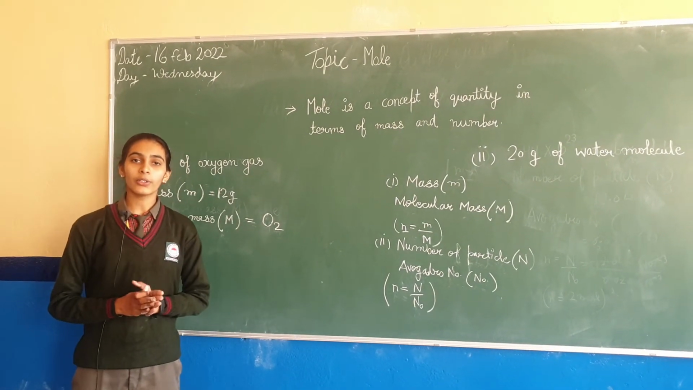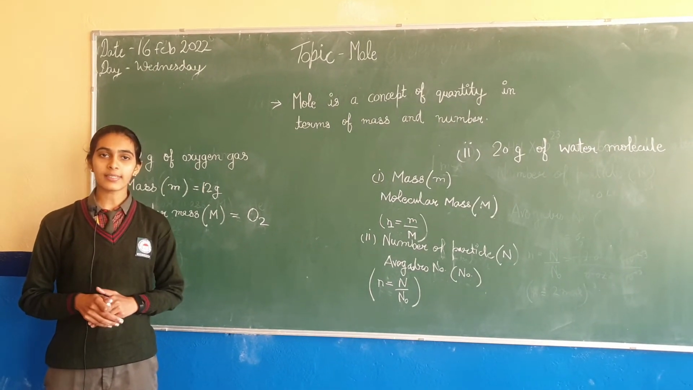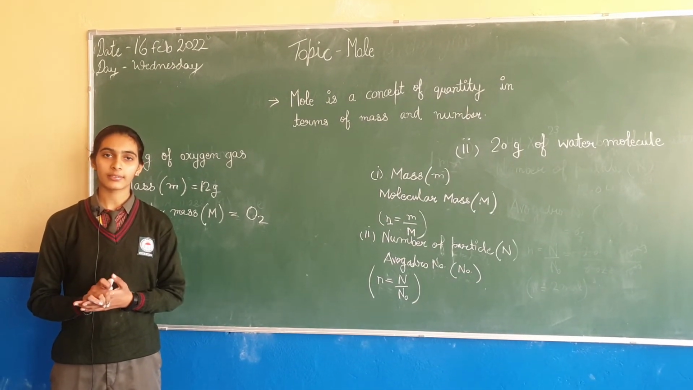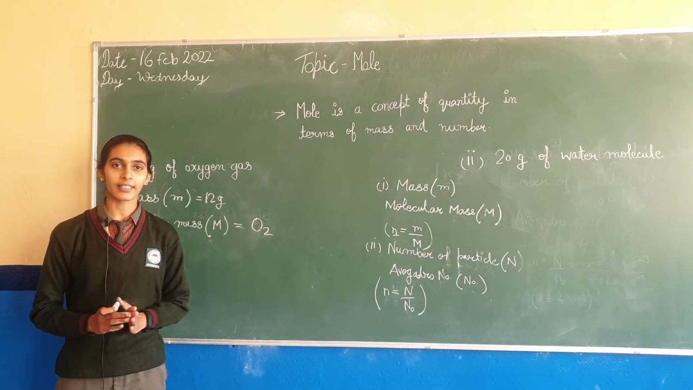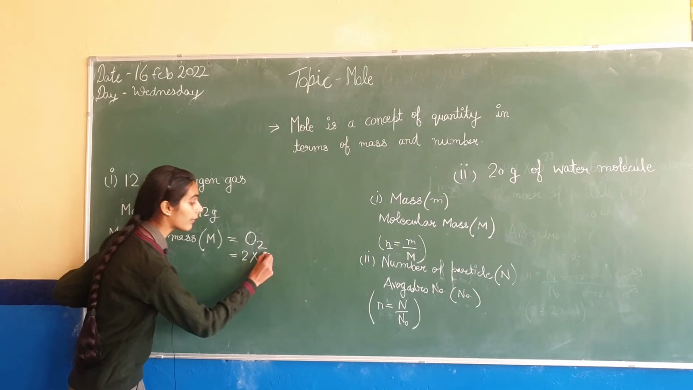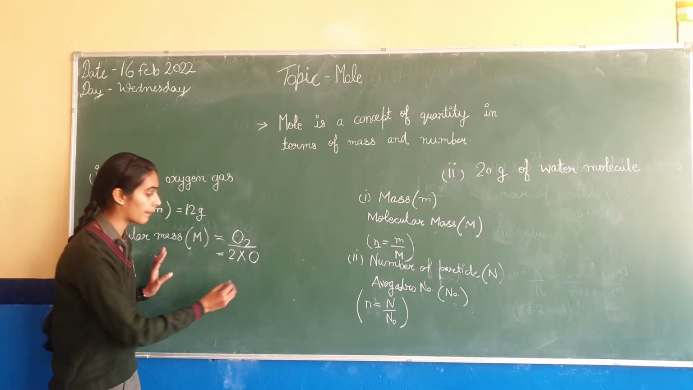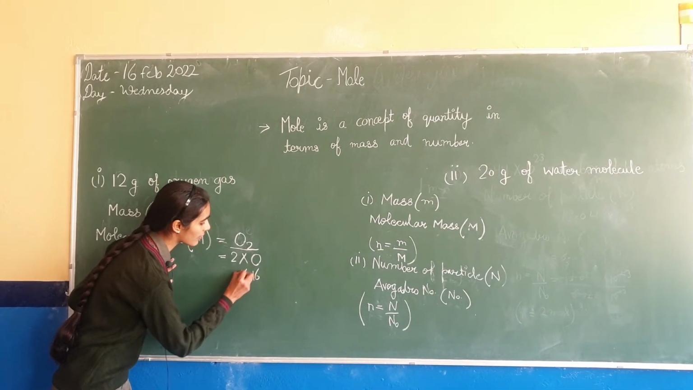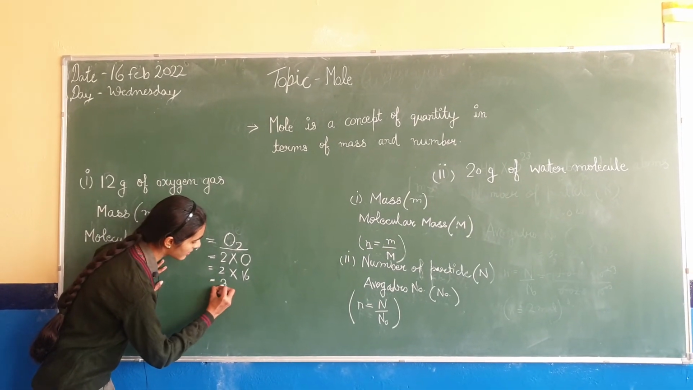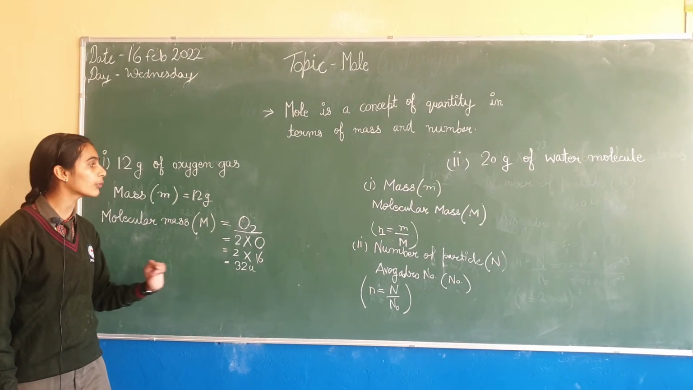Now, you all know that atomic number of oxygen is 8. Mass number of oxygen atom is 16. In this question we are given oxygen gas. It is not given oxygen atom. So we will break this. It will become 2 into oxygen atom. As you know that mass number of oxygen atom is 16, we will multiply it by 2. So our answer become 32 unified. Molecular mass of oxygen gas become 32 unified.